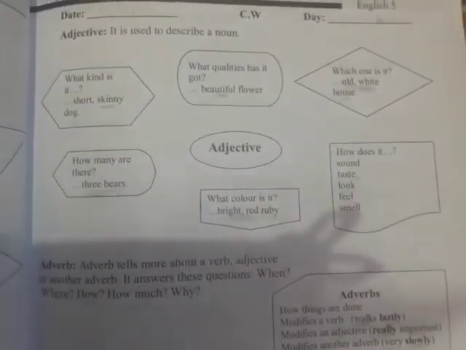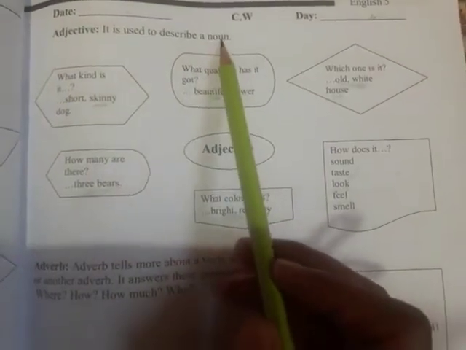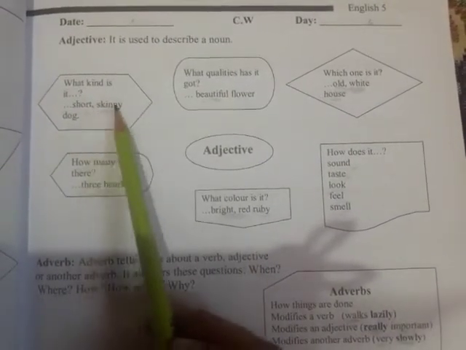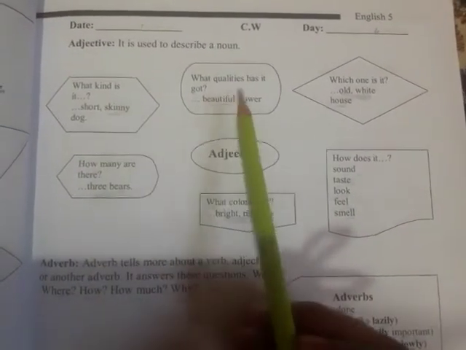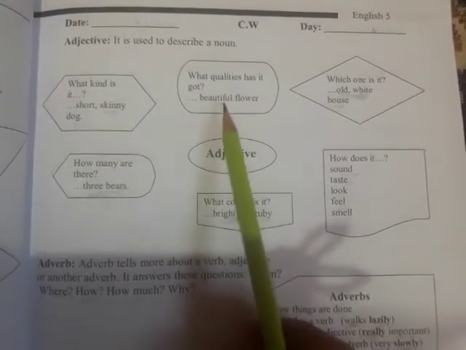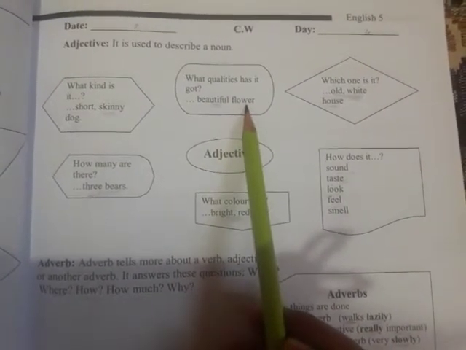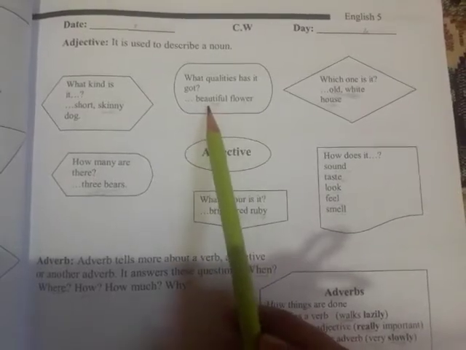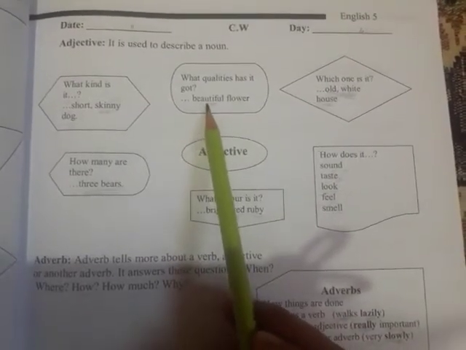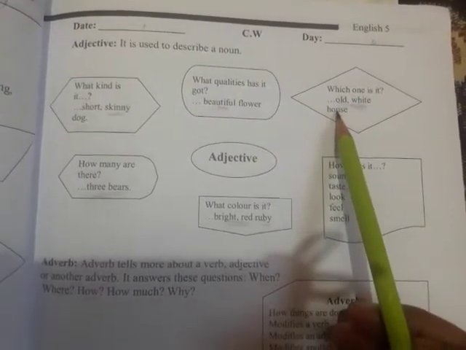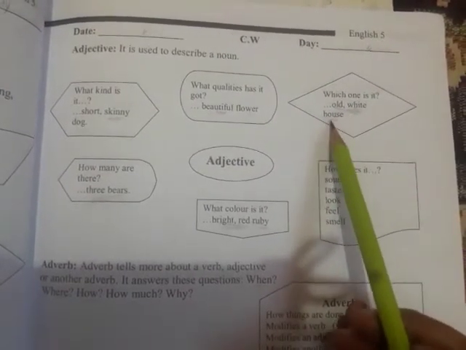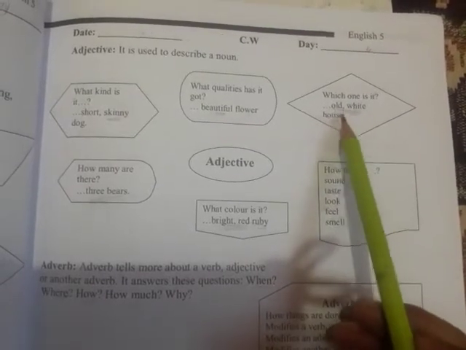Adjective. It is used to describe a noun. Like what kind is it? Short, skinny dog. Here dog is the noun and skinny describes the dog. So this is adjective. What qualities has it got? Beautiful flower. Flower is the noun and beautiful describes its quality, that it is beautiful. So this is adjective. Which one is it? Old, white house. House is the noun and white describes its color. So these are adjective.